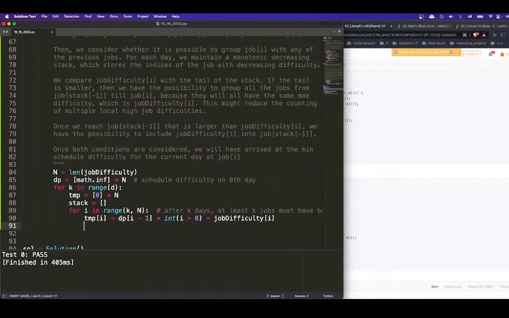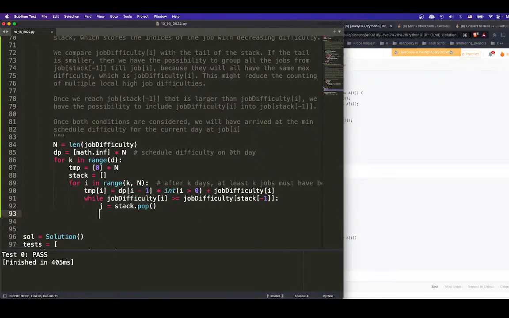Okay, now we're going to compare. We say while job difficulty[i] is larger or equal to job difficulty[stack[-1]], then j equals stack.pop, right? So the current one is bigger, so we can group, right? We group the jth job, group all jobs from j to i together.